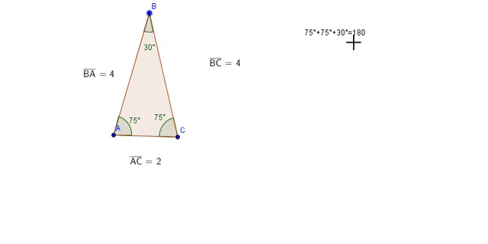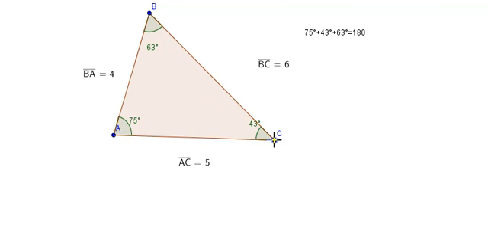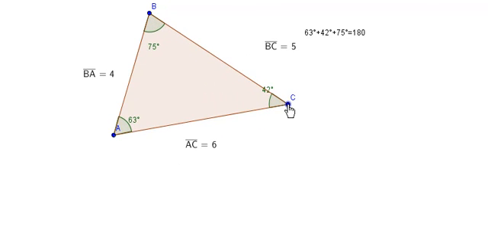So I had an equilateral triangle where all angles were the same size, and all lengths were the same. I then dragged that to an isosceles triangle where two angles were the same and two lengths were the same. Now I'm just going to grab C and just drag it. I've got a scalene triangle. A scalene triangle is one which has all the angles different sizes, all lengths different sizes.